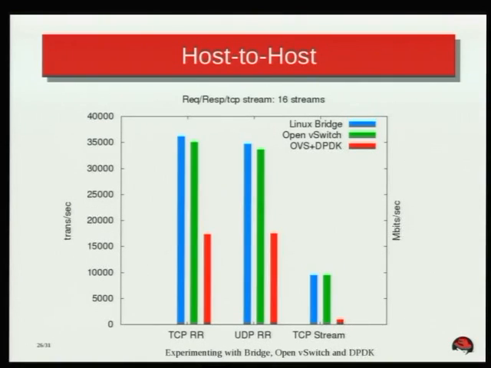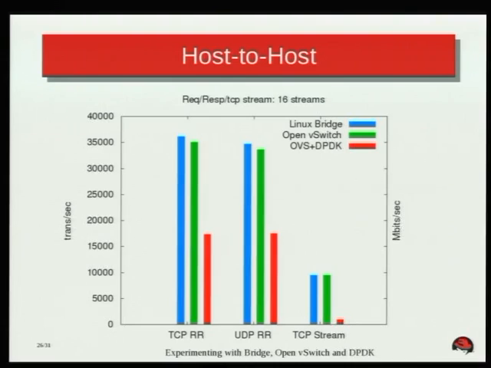This is the request-response test with 16 streams. We can see that with TCP, both Linux Bridge and OVS go high here, at 35,000 transactions per second, and DPDK is not that good anymore. Same here with UDP. And here is the TCP stream, where you can see DPDK does not perform well. Why does it not perform well? DPDK is running in user space, and the local stack is in kernel space, so we have to switch context. I have a slide next to explain this in detail, but just keep in mind that there is this big gap over here.